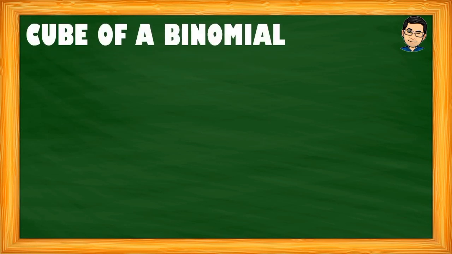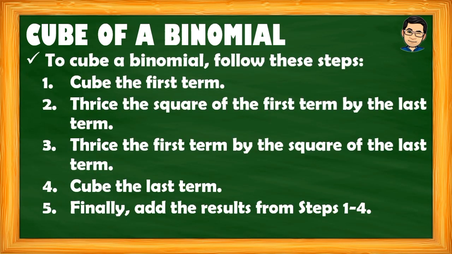So yung next type natin is cube of a binomial. So paano nga ba kinocube ang isang binomial? First step natin is we have to cube the first term. And then the second step, square natin yung first term and then i-multiply natin sa last term, tsaka natin i-multiply yung product sa 3. And then yung third step natin ang kabaligtaran ng second step. So yung first term, i-multiply naman natin sa square ng last term. Tapos, kung ano yung naging product, i-multiply natin sa 3.